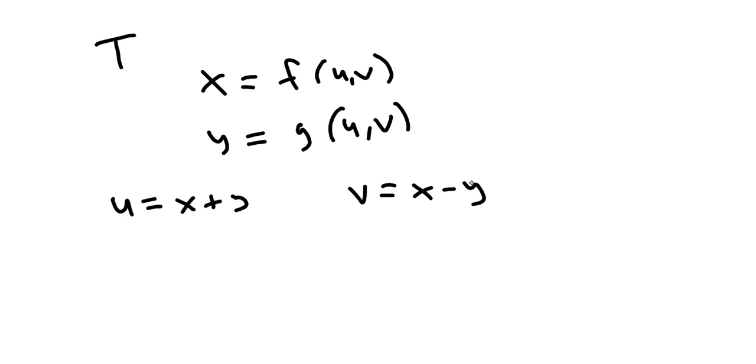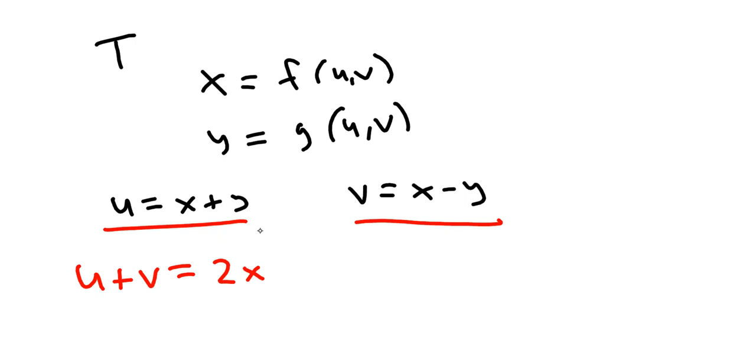So here's a fun little trick. Let's say you take these two things and you add them. So you'd have u plus v equals 2x. So then that means x equals 1/2 of u plus v. And so that's clever algebra, but it's not difficult actually.